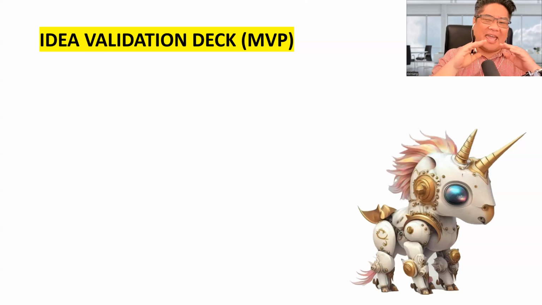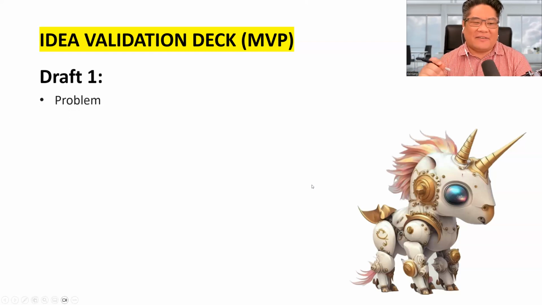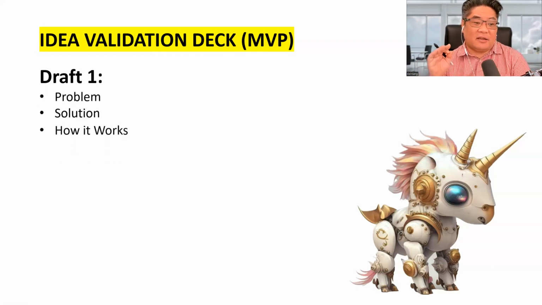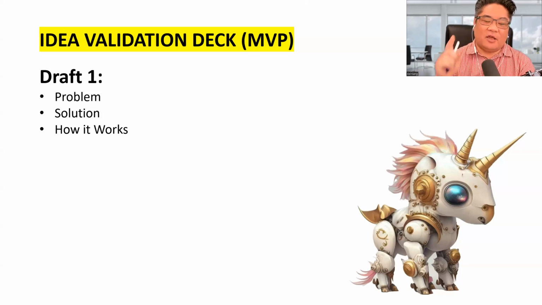This is before I lay a single line of code. Okay, full disclosure, I have a team working on it now, but it's after I went through this process that I'm going to walk you through right now. So the first draft of your idea validation deck is very simple. It's got 3 things: problem, solution, and how it works. One problem statement, one solution statement, and how it works.